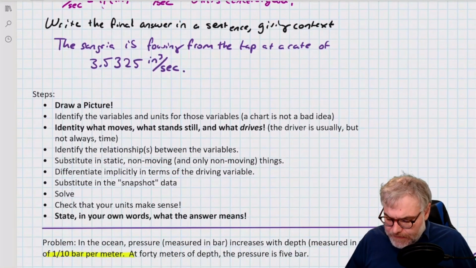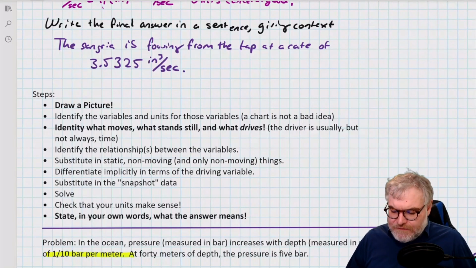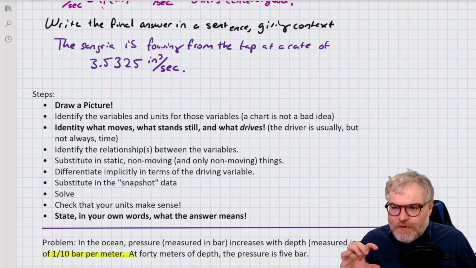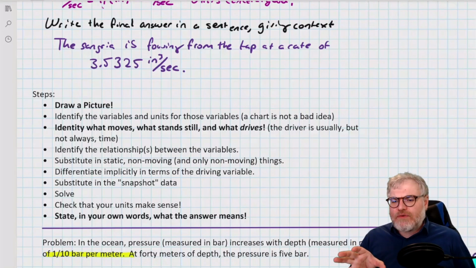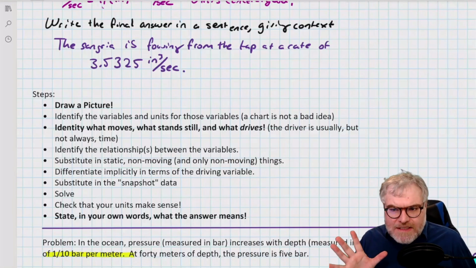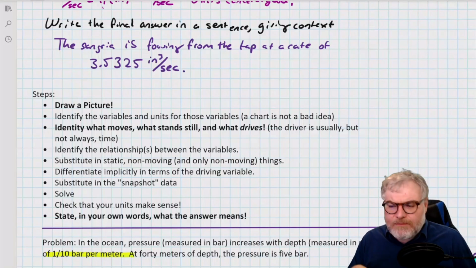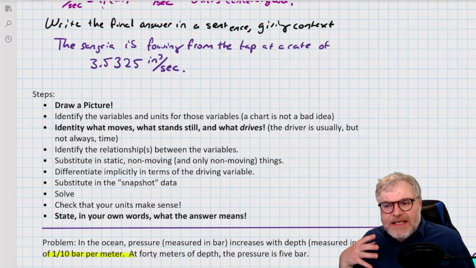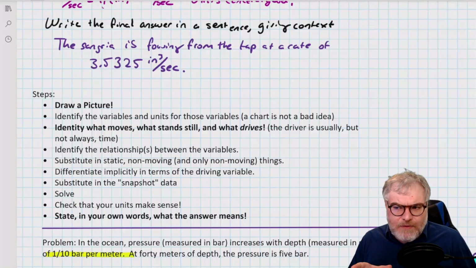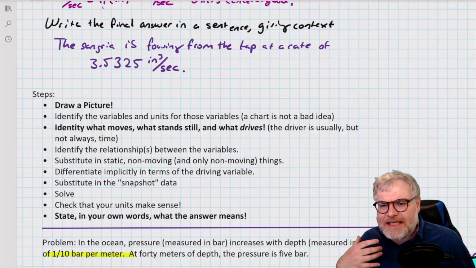I drew a picture. I identified the variables and units for those variables. Chart, not a bad idea. I identified what moves, what doesn't move, and what drives. Now, usually the driver will be time, though not always. We'll do one where it's not. So we'll do one with depth and pressure where time is not the driver. But in economics, a lot of times you see time is not the driver. But usually what's driving the problem is time, right? Things are happening in time.